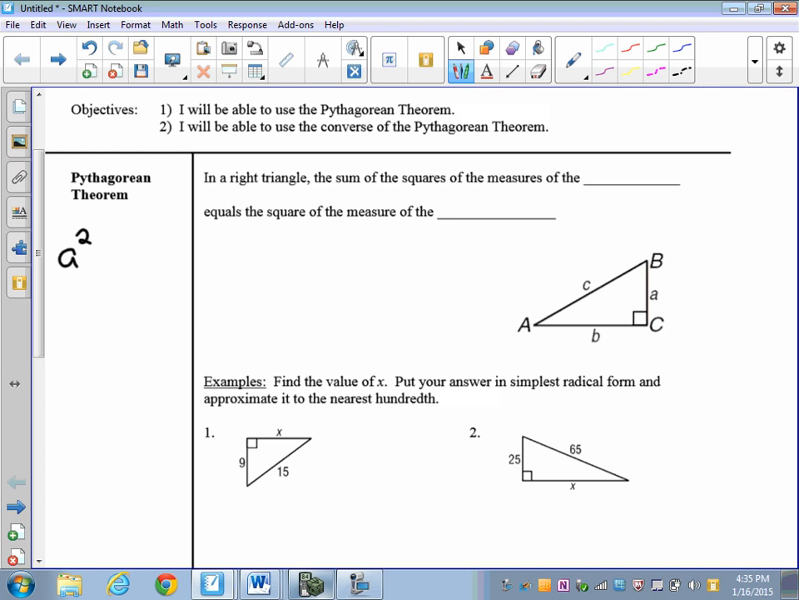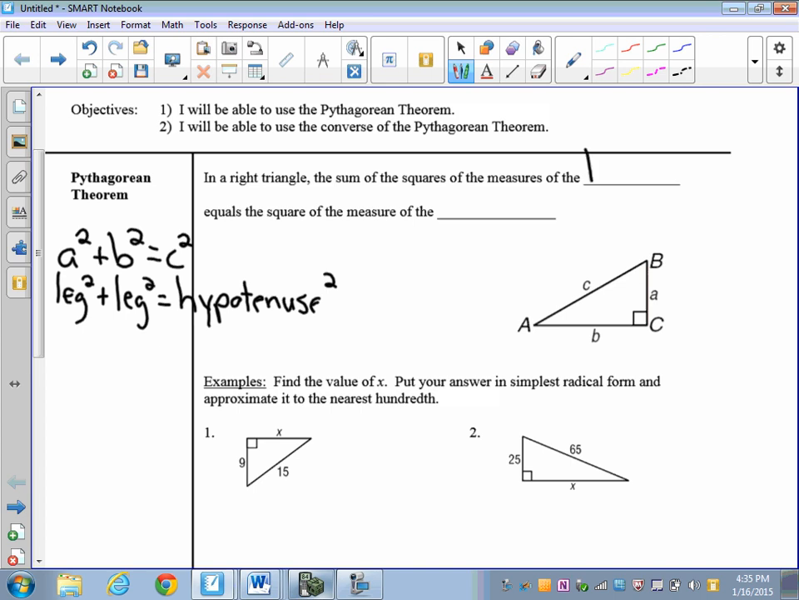So the Pythagorean Theorem is a squared plus b squared is equal to c squared. Or a better way of writing it would be one leg squared plus another leg squared is equal to the hypotenuse squared. If we want to write that out in words, we say in a right triangle, the sum of the squares of the measure of the legs equals the square of the measure of the hypotenuse. So as you can see on our picture, we have A and B as the legs and C as the hypotenuse.